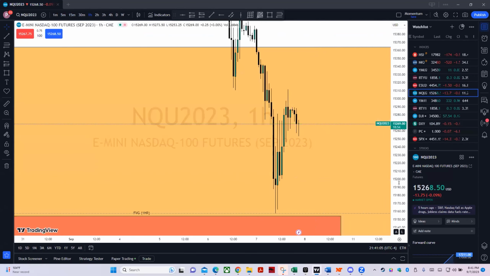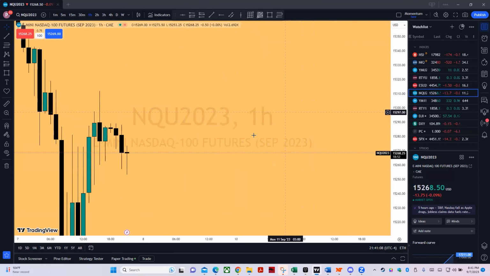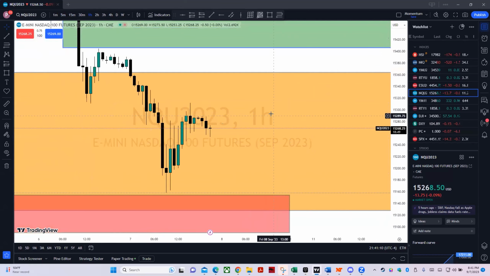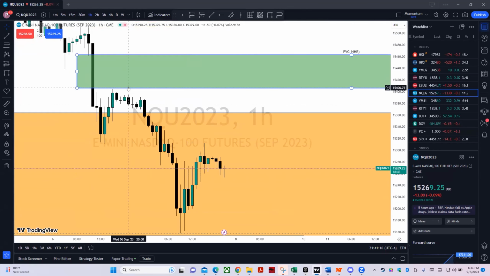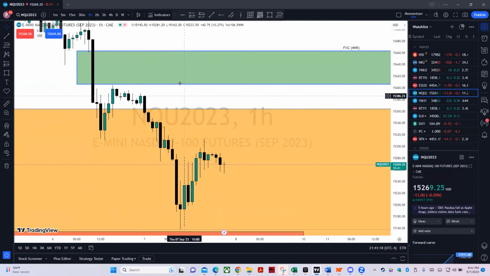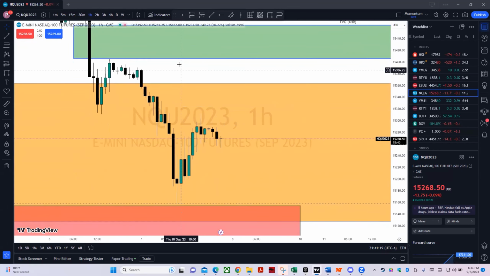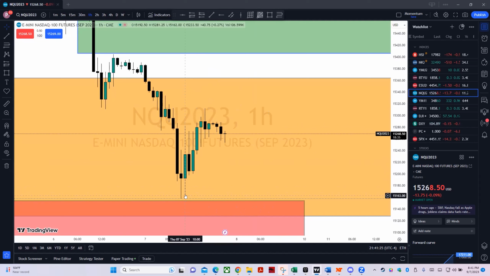Let's continue on the 1 hour. What are we seeing? We have a fair value gap up here. We have another fair value gap up here. Another one up here that was actually on a 4 hour as well. But this would have been a great indication to continue to go higher. We have failed to go lower.